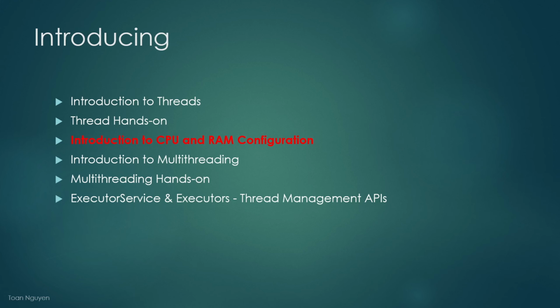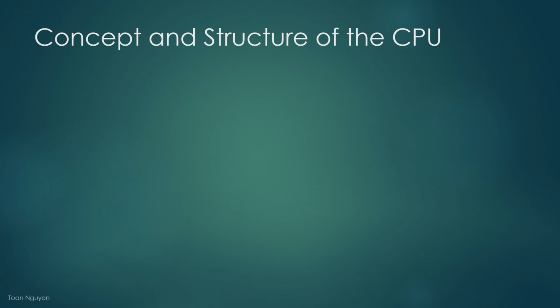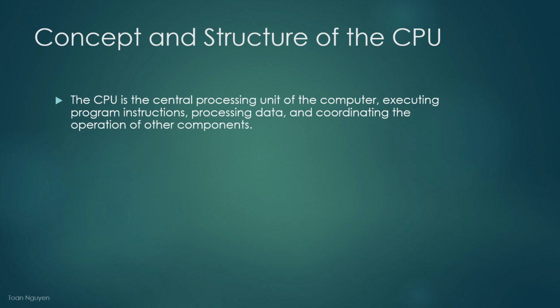In this lesson, I will introduce the configuration of CPU and RAM. First, we will start with the concept of CPU configuration. The CPU is the central processing unit of a computer responsible for executing program instructions, processing data, and coordinating other system components.